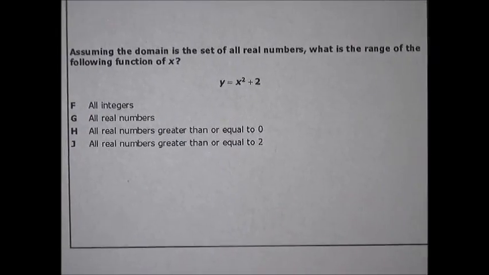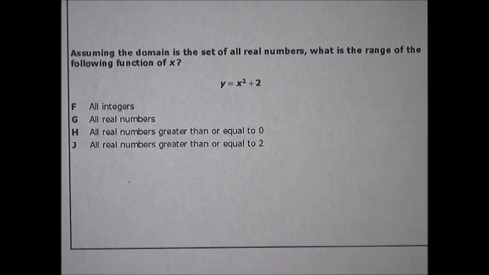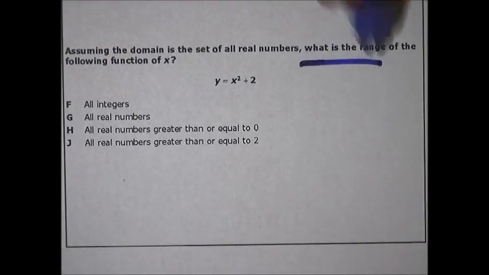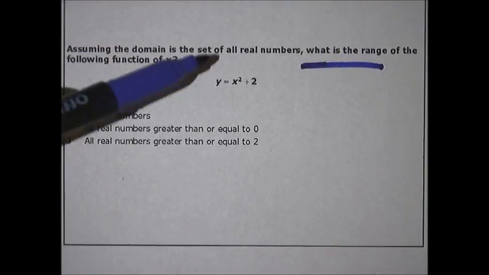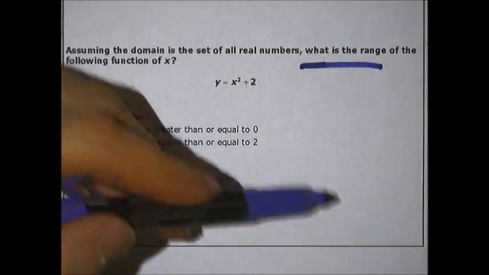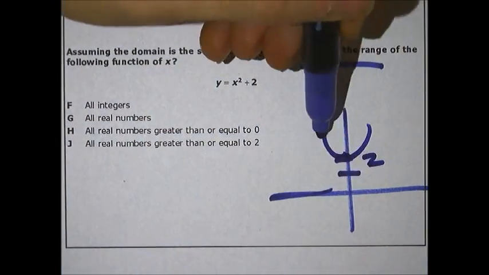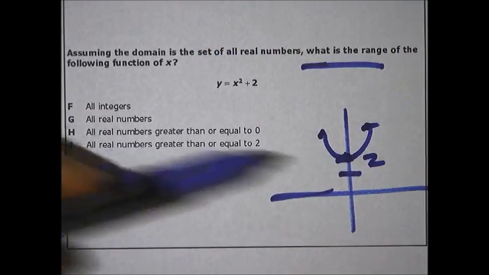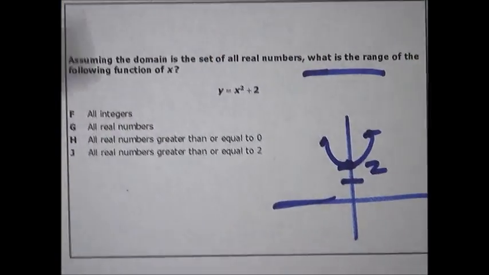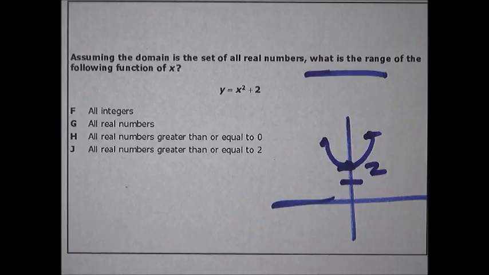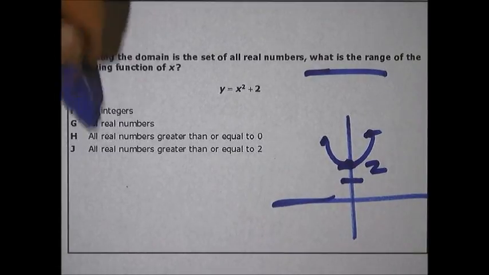Assuming the domain of the set of all real numbers, what is the range? This problem is just saying, what is the range? They've given you x squared plus 2. In your mind, you have a parabola that is 2 units up, and they're asking for the range. This would be going from 2 all the way up. So the range is, choice J, all real numbers greater than or equal to 2.